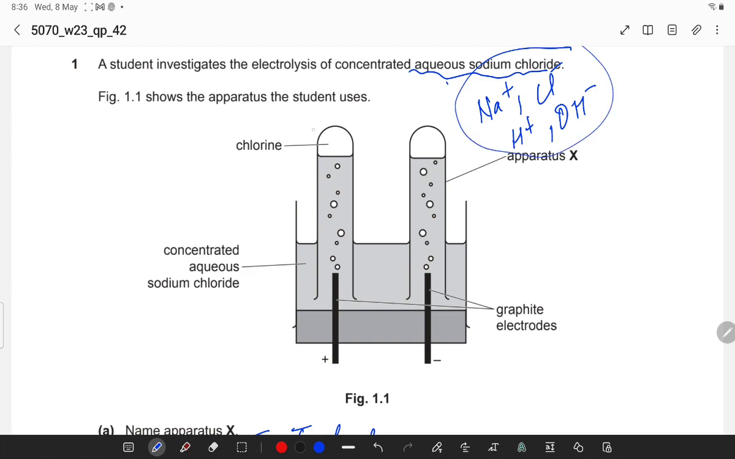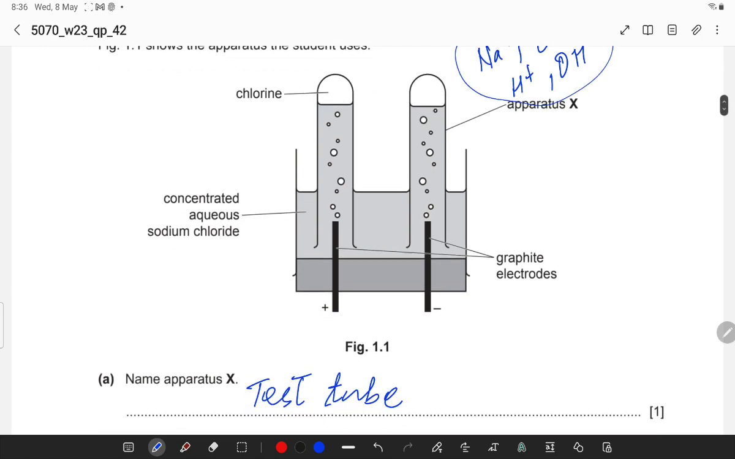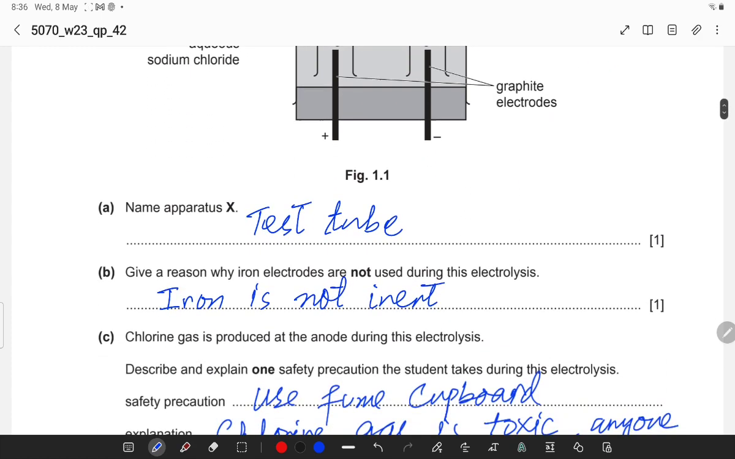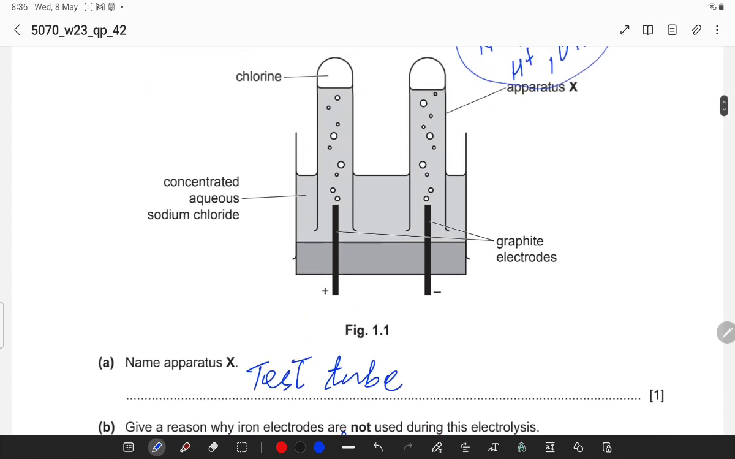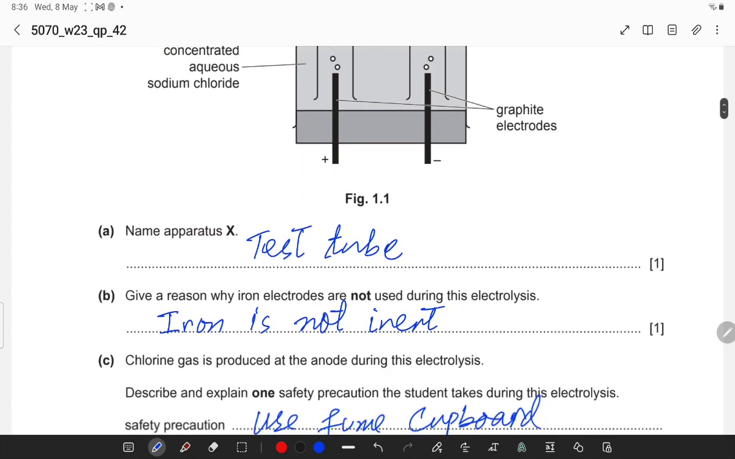Figure 1.1 shows the apparatus the student uses. So he mentioned concentrated aqueous sodium chloride solution, these are graphite electrodes, this is the cathode and this is the anode. At the anode, chlorine gas is collected. Name the apparatus X. X is the test tube.